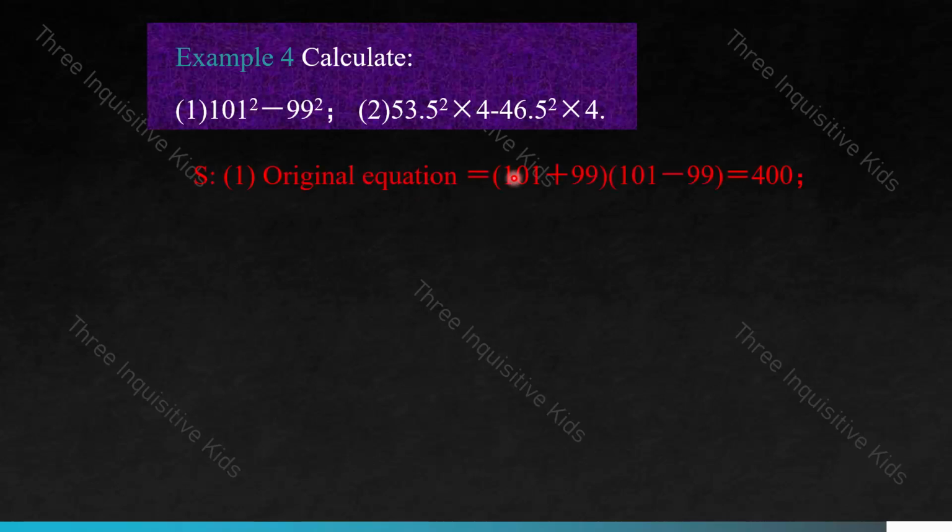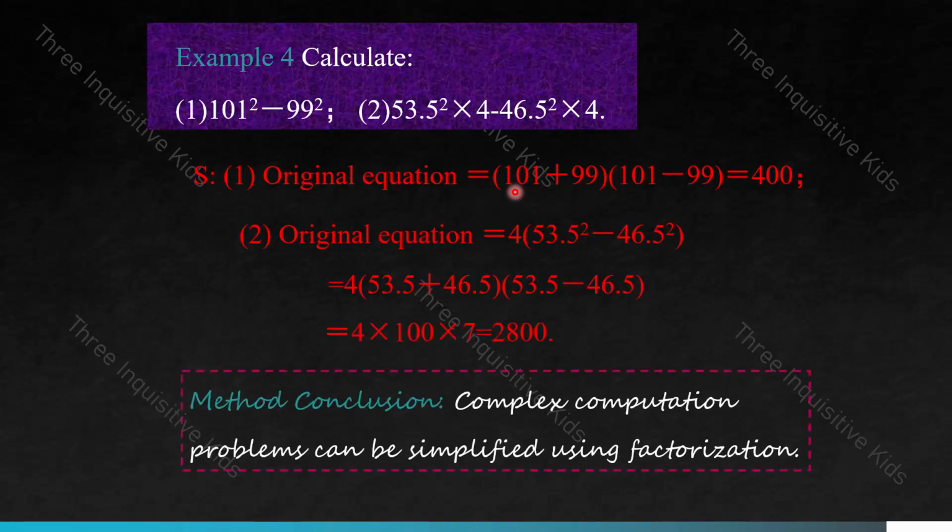So for the first one, we have (101 plus 99) times (101 minus 99), which is equal to 400. And for the second one, it would be 4 times, since 4 is the common factor, the difference between 53.5 squared and 46.5 squared. And then after taking that out, we have 4 times 100 times 7, which is equal to 2,800. So our method conclusion for this question is complex computation problems can be simplified using factorization. So factorization is not just for polynomials, it can make your calculations with numbers simpler too.